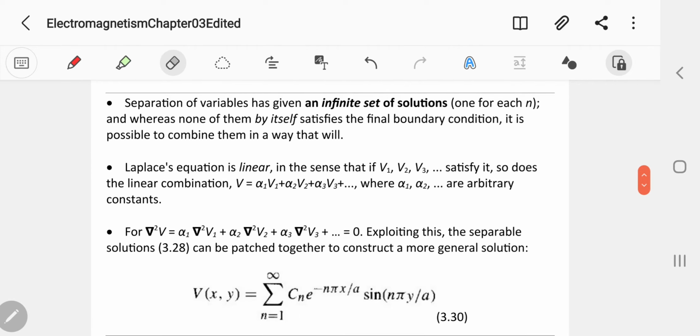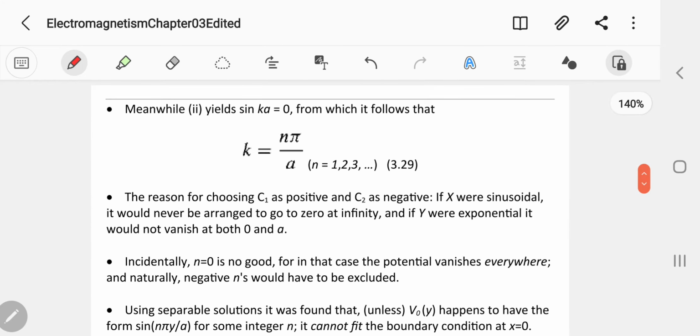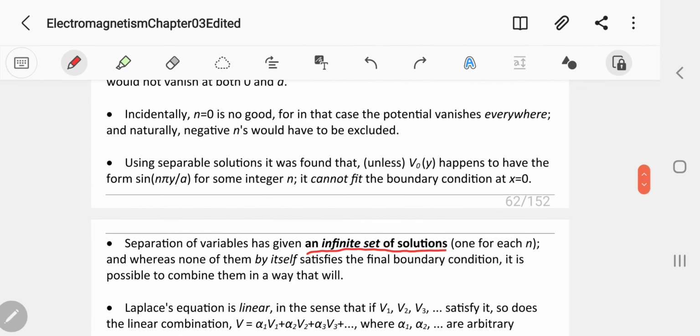The separation of variables has given an infinite set of solutions. Why infinite sets? Because you have a lot of n. Your n can take a value of 1, 2, 3, and so on. So definitely you have an infinite set of solutions.